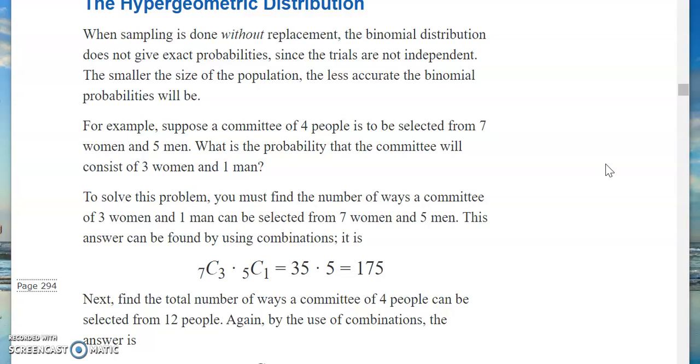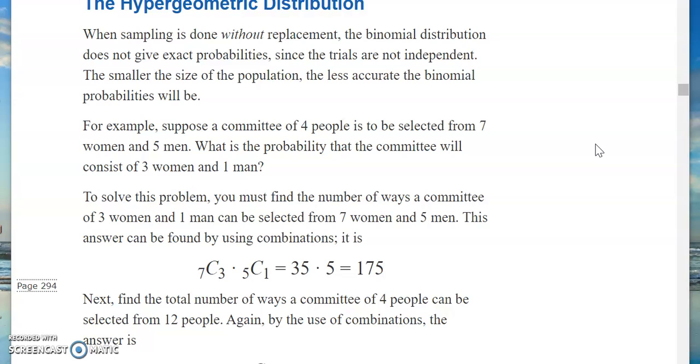Therefore, it's not independent. All right, so the call of the question is, what is the probability that the committee will consist of 3 women and 1 man? So that exact result is what you're looking for. Okay, how would you solve this? To solve this problem, you must find the number of ways a committee of 3 women and 1 man can be selected from 7 women and 5 men.